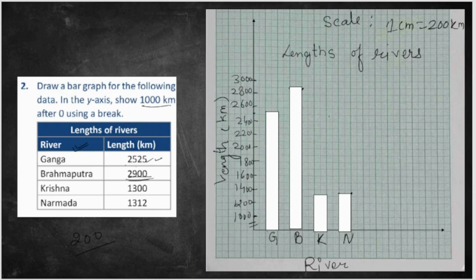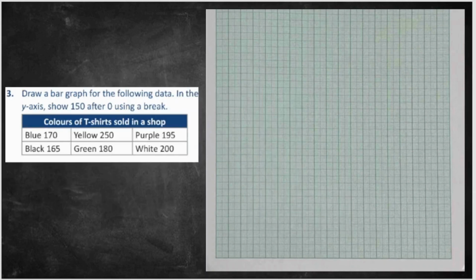Now come to question number third. Yes, now question number third says draw a bar graph for the following data. In the y-axis, show 150 after 0 using a break. Okay, we'll draw and we will show. So first step is to draw y-axis or x-axis, right? So here I'm drawing y-axis.